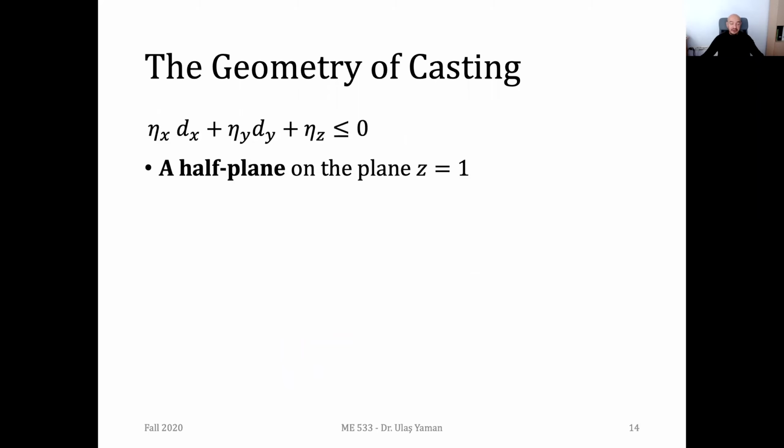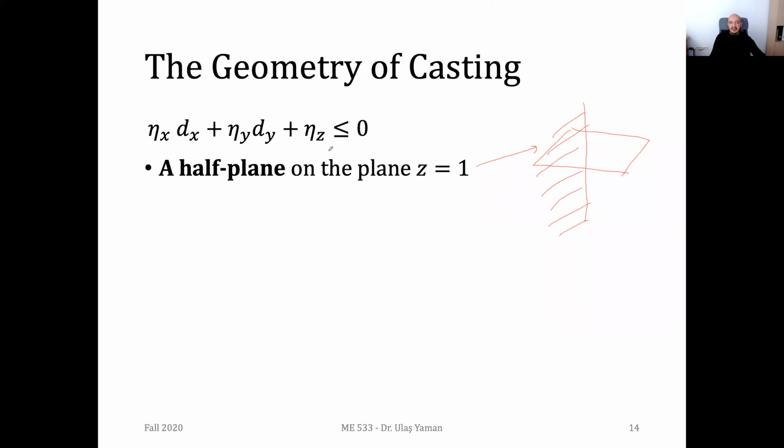So what are these vectors or the inequalities representing? It's simply a half plane on the z equals 1 plane. So we have a plane, this is z equals 1. This is our plane. And if you work on this inequality, you will come up with such a line. And that inequality will be representing maybe the left-hand side of this line, okay?